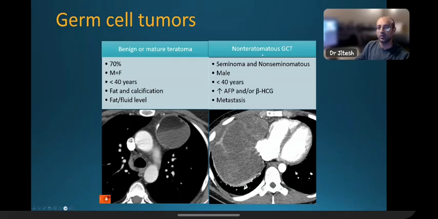Whereas non-teratomatous germ cell tumors, which include seminomatous and non-seminomatous tumors, almost exclusively occur in young male patients, and they can have elevated tumor markers like elevated AFP or beta HCG. And we can see metastasis in these patients. We can see lung nodules or metastases outside the chest. So when we have this imaging pattern, then we can favor a non-teratomatous germ cell tumor.